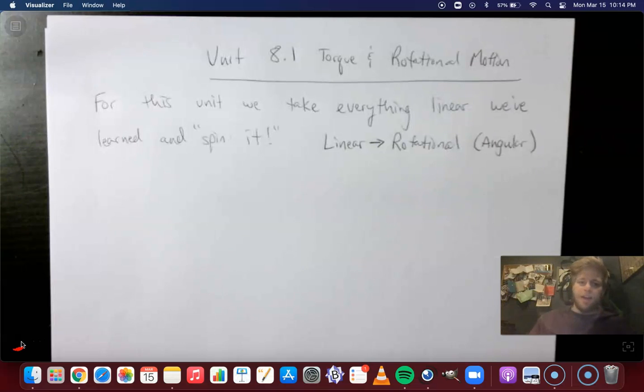As I've said, and as you can see here, for this unit we're going to take everything linear that we've learned and we're going to spin it. So everything linear is going to become rotational, or sometimes you might hear me say angular. What that means is all of the equations and intuition that you've built up for linear motion, for linear force, all of that will translate to this new unit.